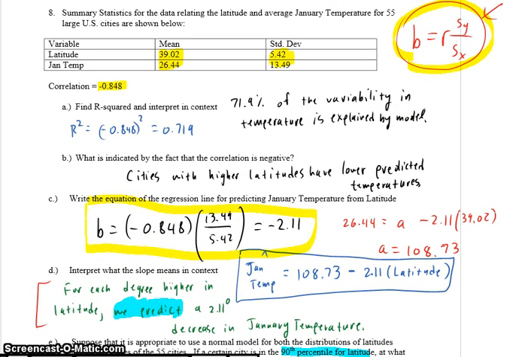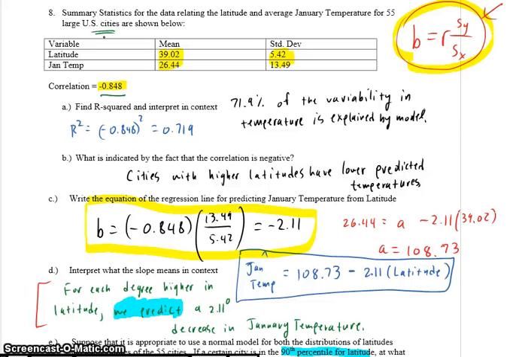All right, so number 8. We're given summary data about latitude and about temperature. We're given that the correlation is negative. A says find r squared and interpret in context. So obviously we square r and we do our same interpretation that we've always been doing. Okay, the correlation is negative, and in context that means that cities that have higher latitudes will have lower predicted temperatures. And if we're in the northern hemisphere, which we are because there's U.S. cities, the further north we are, the higher latitude we'll have, and that means generally lower temperatures.